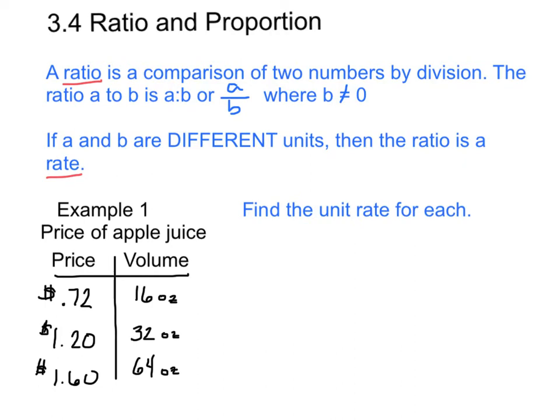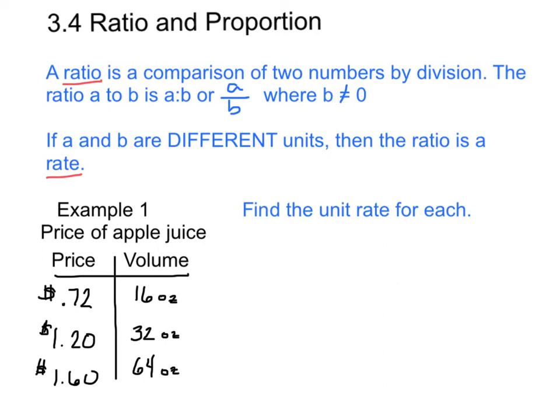So now let's look at our first example. The table at the left gives prices for different sizes of the same brand of apple juice. Find the unit rate for each. Which has the lowest cost per ounce? This is stuff you've done before. So as you should remember, if you're trying to find a unit rate, you need to find out how much per one there is of something.